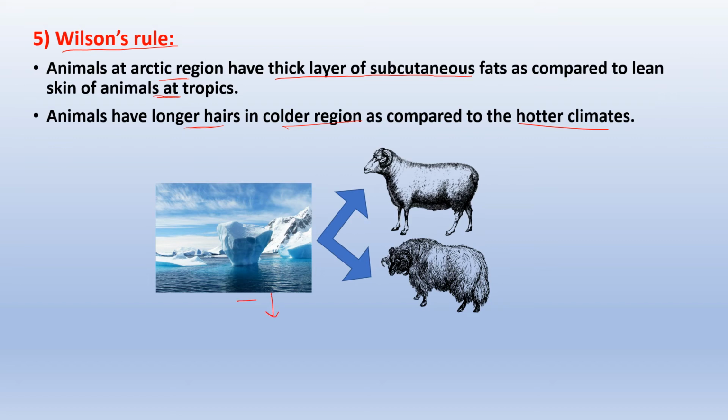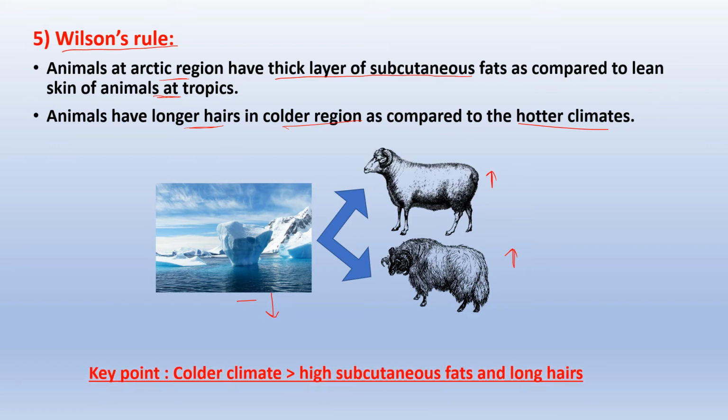So at low temperature, you can see this animal with a high level of subcutaneous fats and a greater number of hairs. Okay. So the key point you have to remember is that in colder climates you get animals with high subcutaneous fats and long hairs.